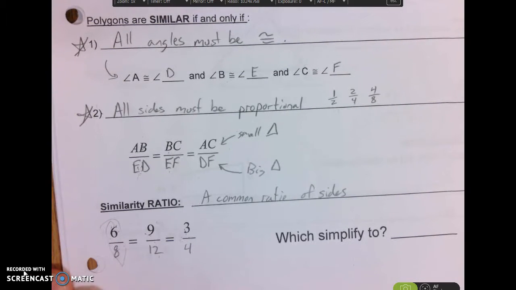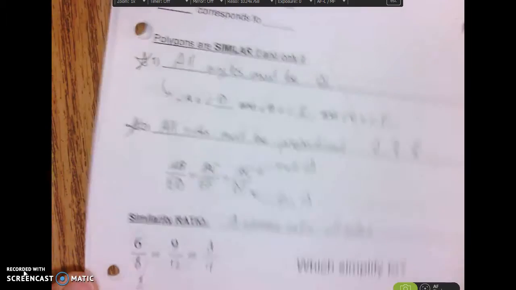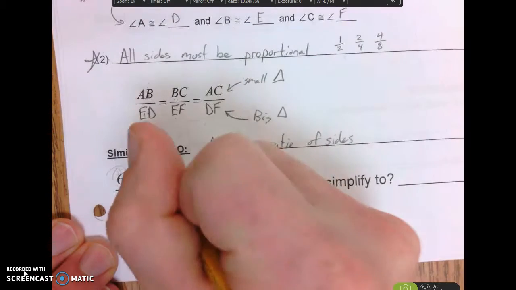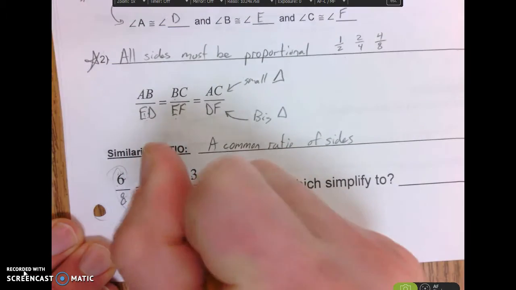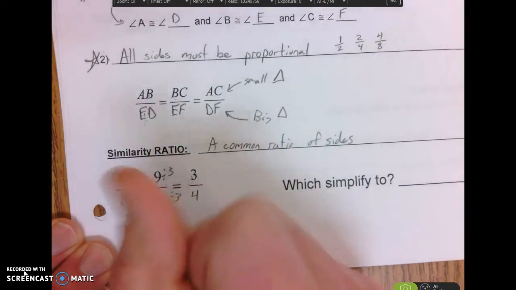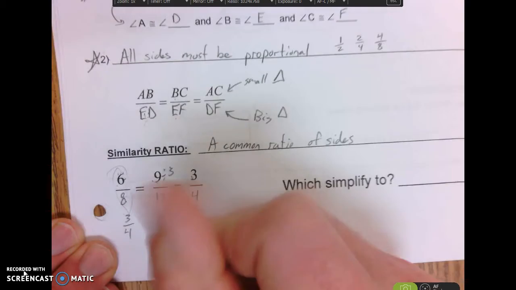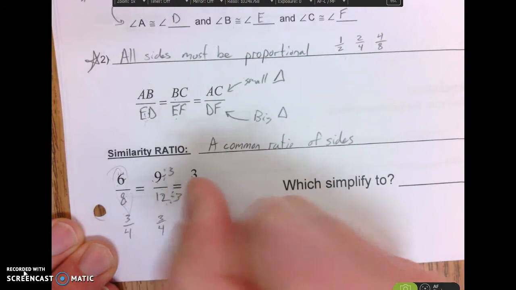But if we reduce every one of these, 2 fits into 6 3 times, and 2 fits into 8 4 times. That would give me 3/4. Then 9 over 12. If I reduce this, I can divide both the top and the bottom by 3. And 9 divided by 3 is 3. 12 divided by 3 would be 4. So that one is 3/4. And the last one is 3/4.